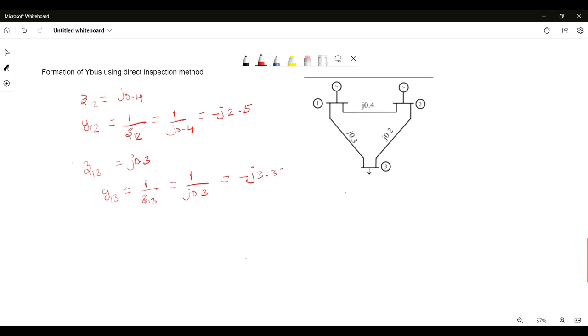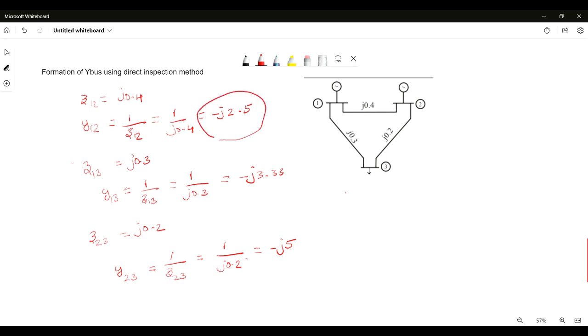Similarly, we have another branch from bus number 2 to 3. The impedance value between bus 2 and 3 is j0.2, which means y23 is equal to 1 by z23, so 1 divided by j0.2, which means minus j5. Now we have all the mutual admittance values: y12, y13 and y23.